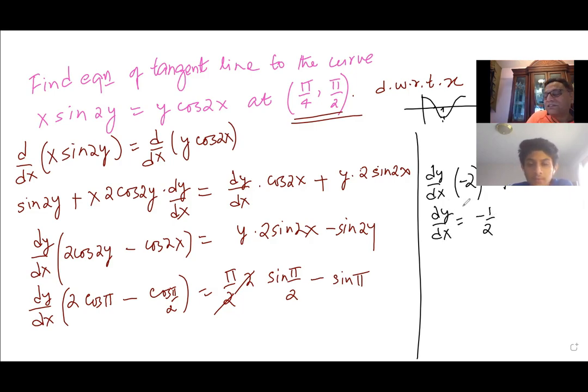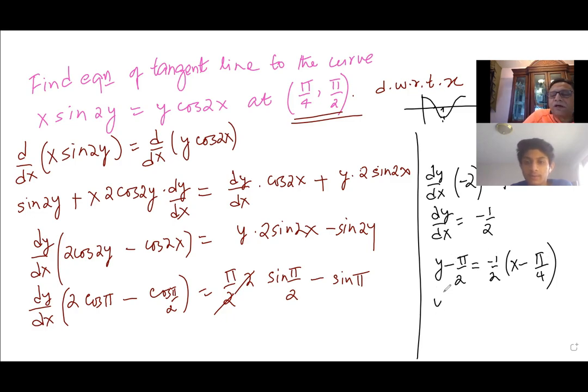Now you have to find the equation of the tangent line. You already know a point here. So you say y minus y1, which is pi by 2, equals the derivative, which is the slope, minus half, times x minus pi by 4. You get the equation. Now you can isolate; you may write it in standard form or any other form by opening this bracket.